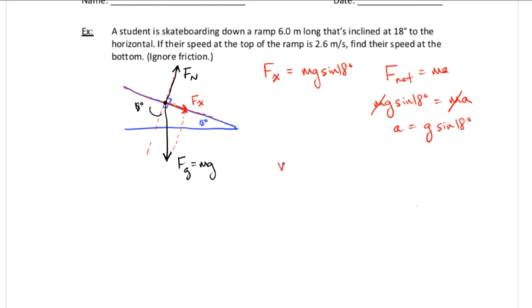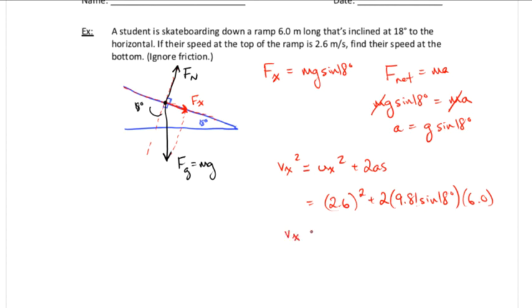Now it's a kinematics problem. The relevant equation with the variables that we need is this one. I'm writing sub x to indicate that we're moving in the x direction. And so that's equal to 2.6 meters per second squared plus 2 times 9.81 sine 18 degrees times the 6 meters of displacement along the x direction. And that gives us the speed at the bottom squared, so we have to square root that to get our answer, and the answer rounded to 2 significant digits is 6.6 meters per second.